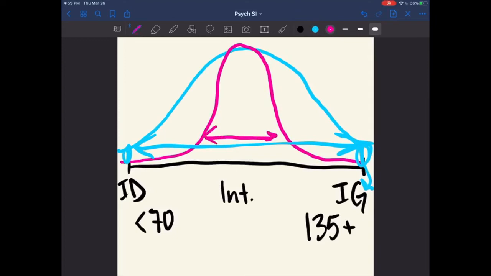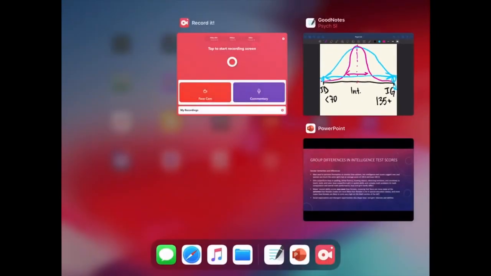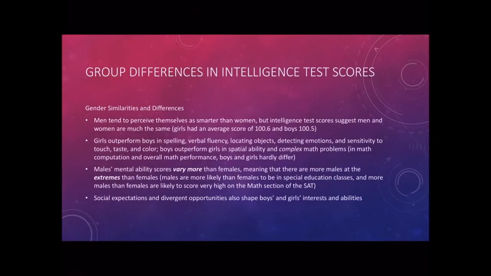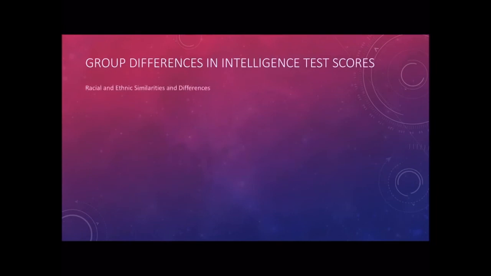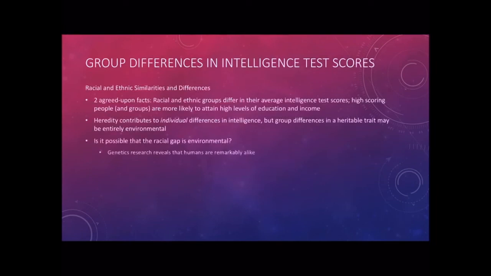So if you're female, you're actually more likely to just be average. But if you're male, it's a toss-up. Are you going to be average, or are you going to be intellectually disabled or intellectually gifted? There's more variation. It's harder to tell, harder to predict. And then, of course, social expectations and divergent opportunities are going to shape the interests of boys and girls. We'll come back to that.